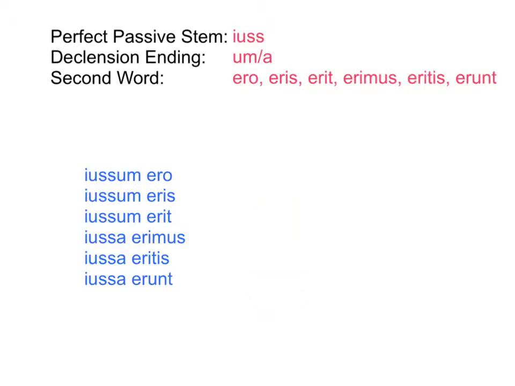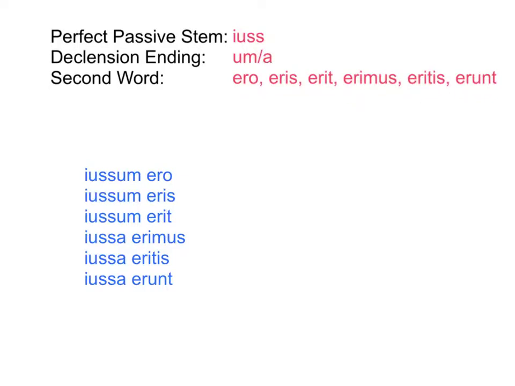All right, bringing all this information together, the first part is going to be iuss, all the time. The second part, the ending of iuss, is going to be um, since we chose neuter for the singular, and a for the plural, always nominative. And the second word of our periphrastic form is going to be the future tense of sum. Ero, eris, erit, erimus, eritis, erunt.